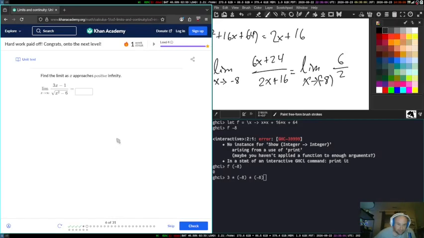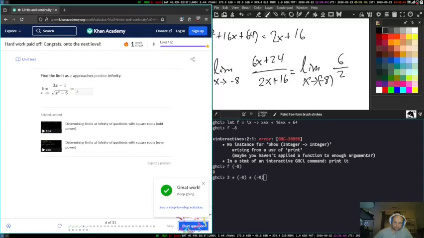Okay, the limit as x approaches positive infinity. I don't know. I would guess 3, because you've got a square root of a square function, so this is going to be roughly 1 in the bottom. So I'm just going to guess 3.